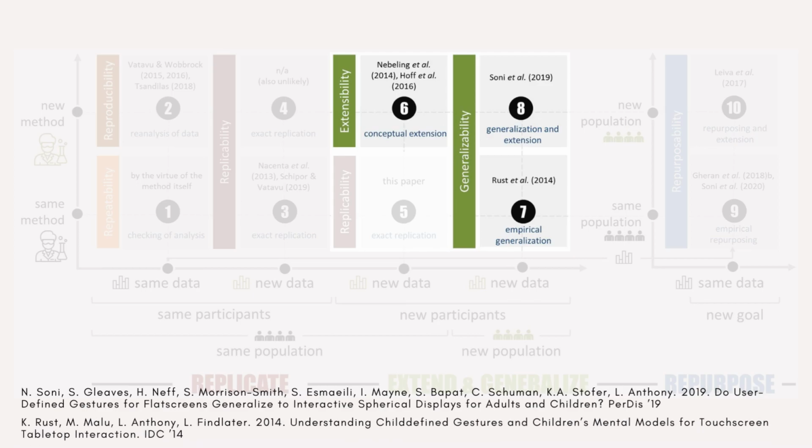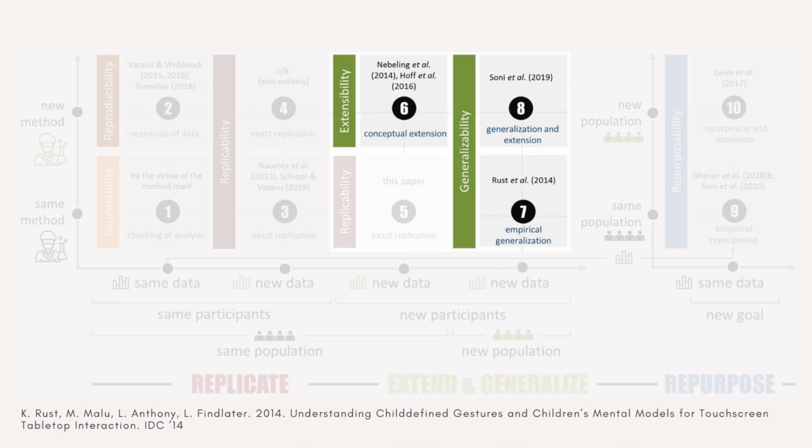Extensibility means that the team employs a new method on gestures collected from new participants, and generalizability addresses replications where a new method is used on new gestures elicited from a sample of participants drawn from a new population. For example, Sony et al. examined gestures performed by children and adults on spherical displays and compared them to gestures performed on flat tabletops.